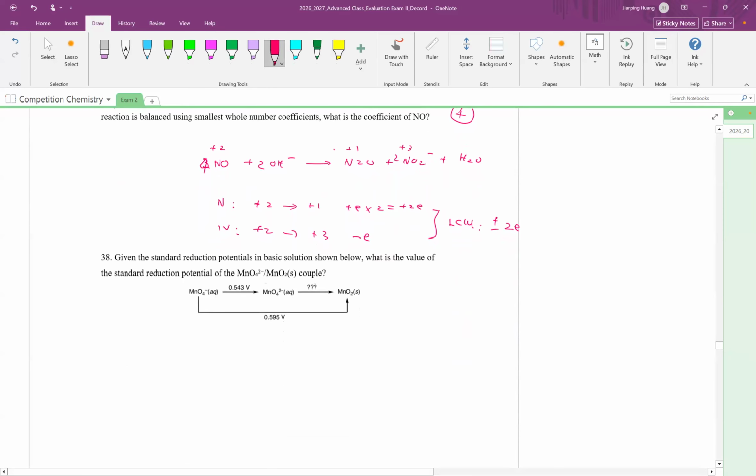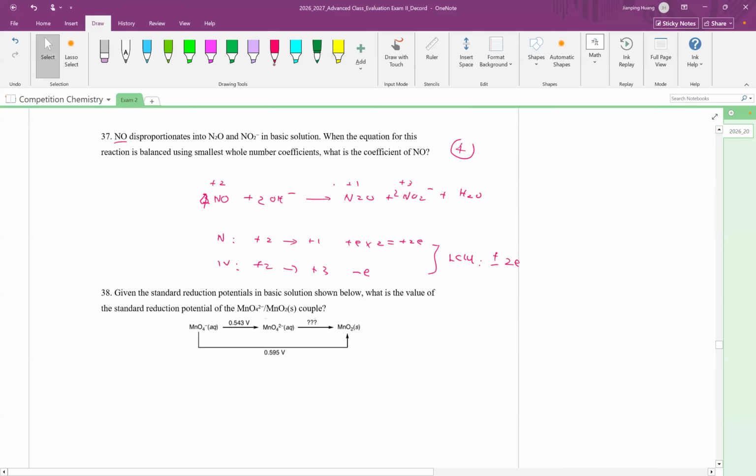Go to the next one, 38. So you are going to calculate this one. And then this reaction, this question is related to what? This is 38. 38 and 40. Most is related to the Latimer diagram, the Latimer diagram with the delta G. With the delta G. Okay.